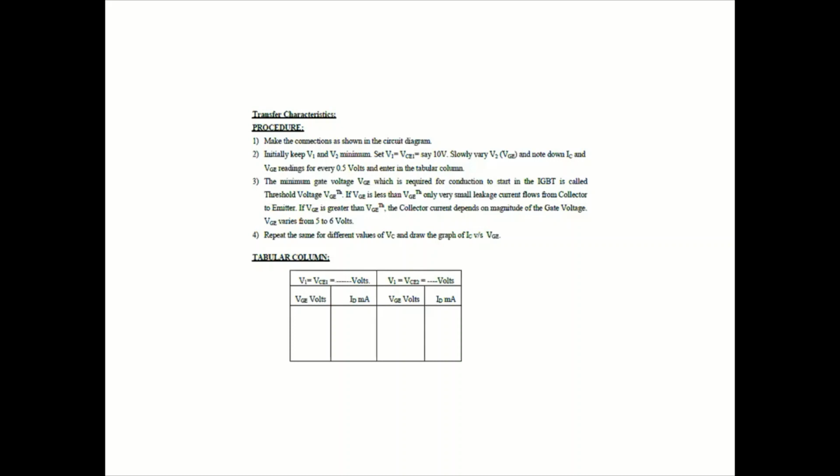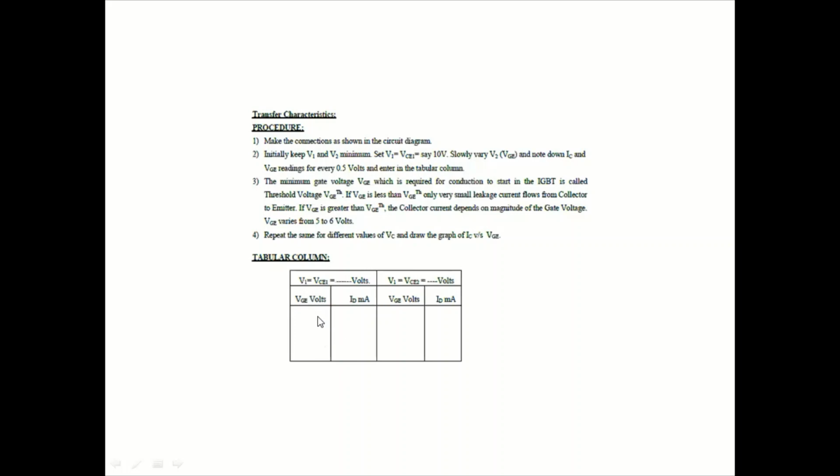This is the procedure. First, we need to connect the circuit as shown in the previous diagram, and initially we need to keep both V1 and V2 at a minimum that is dictated by our setup in the lab. And as far as the power supply for the main load is concerned, we need to keep initially, say, 10 volts, and we need to vary the gate to emitter voltage, which is indicated by VGE, and note down the collector current for every 0.5 volts increment in the gate to emitter voltage, and accordingly enter the readings in the tabular column shown here.